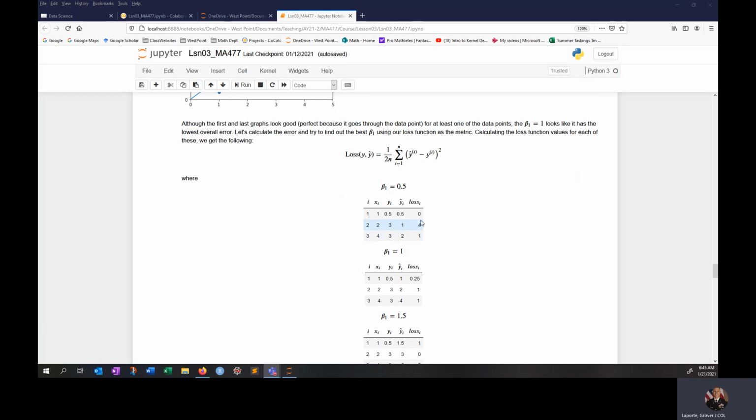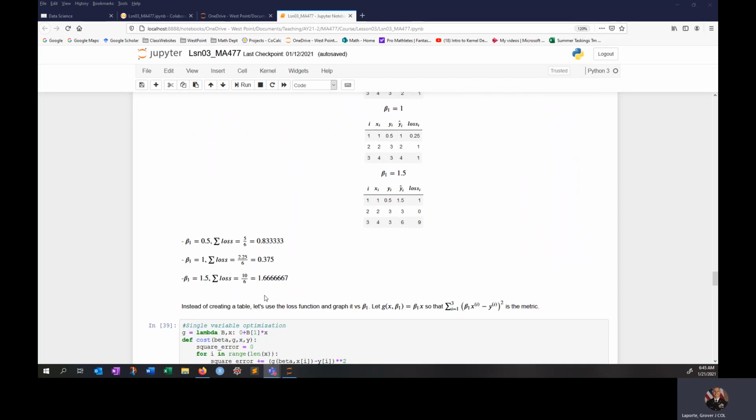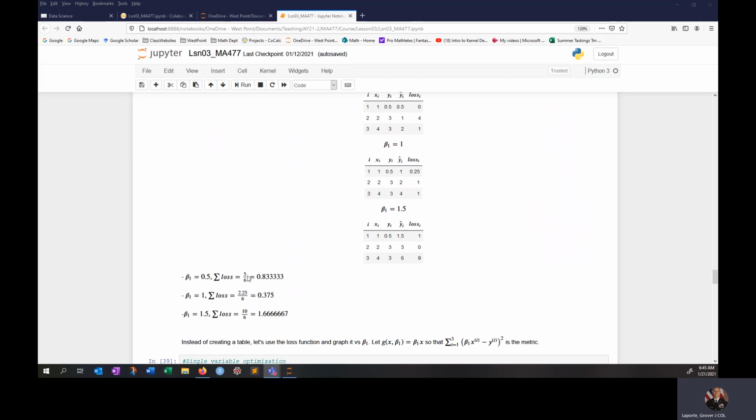So 4 and 1. If you add up all these losses, which is what you're doing with the summation sign, all of these losses squared, then you get 5, right? And then I get to divide by 2 over n. In this case, I got 3, so 2 times 3 is 6. So my loss function is 5 over 6, which is 0.83. The second one would be 2.25 on top, and then divided by 6, because it's not going to change. 2 times 3 is always going to be equal to 6. And then this last one would be 9 plus 1, which is 10 on top, and 1.666.